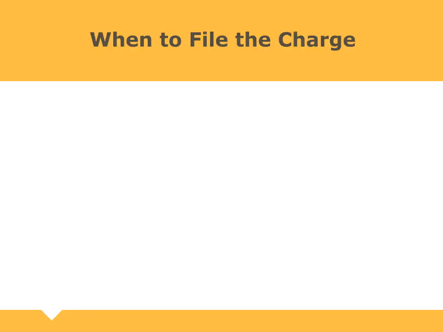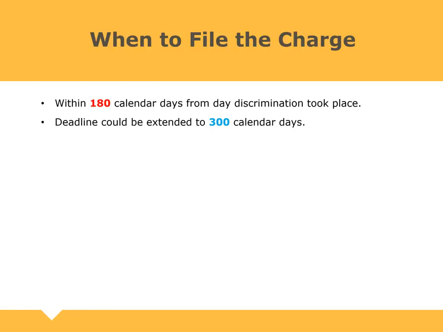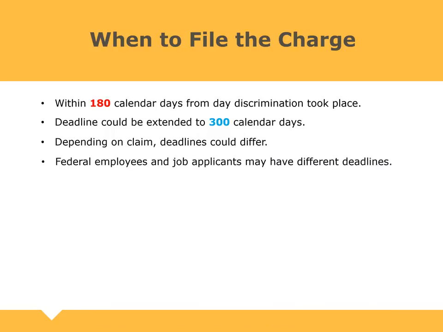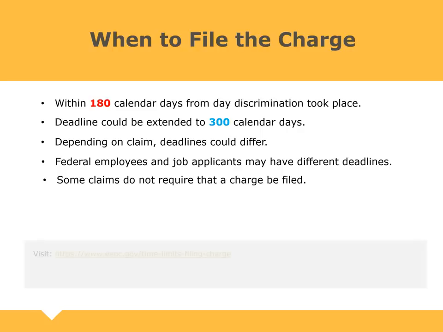When to file the charge? Within 180 calendar days from the date the discrimination took place. The deadline could be extended to 300 calendar days. Depending on the claim, the deadline could be different. Federal employees and job applicants may have different deadlines. Some claims do not require that a charge be filed at all. For more information, go to the site I provided below.